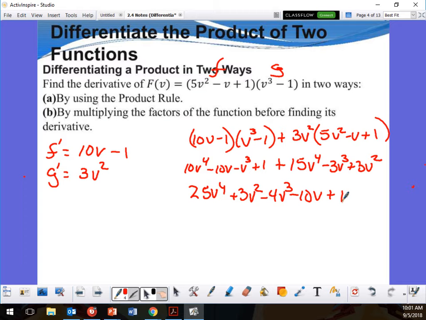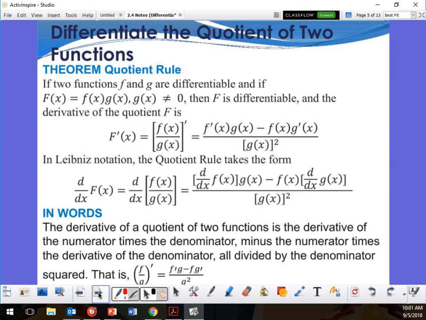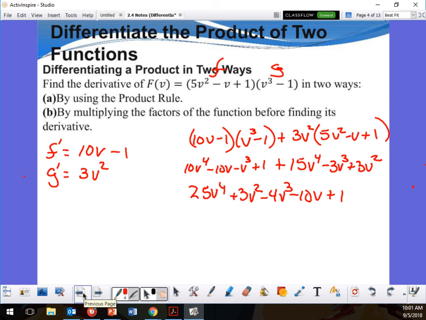Now I could actually do it again using multiplying instead. So we can multiply first and then take each derivative. Do I have it on the next sheet also? No, I don't. All right, so now I'm going to erase.